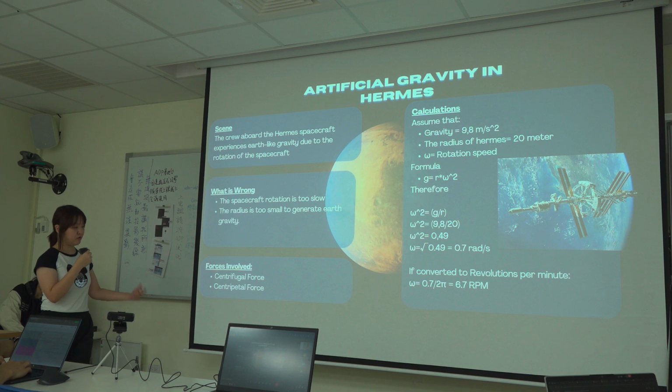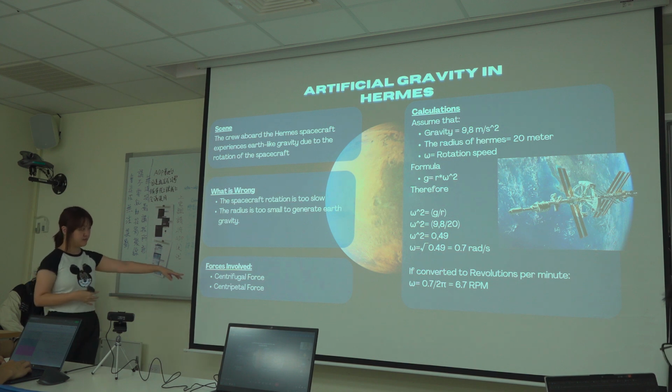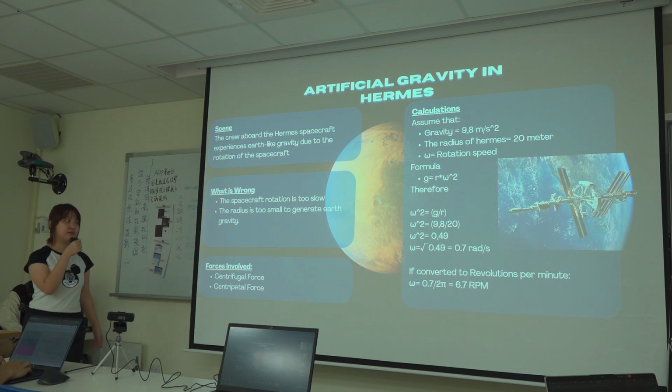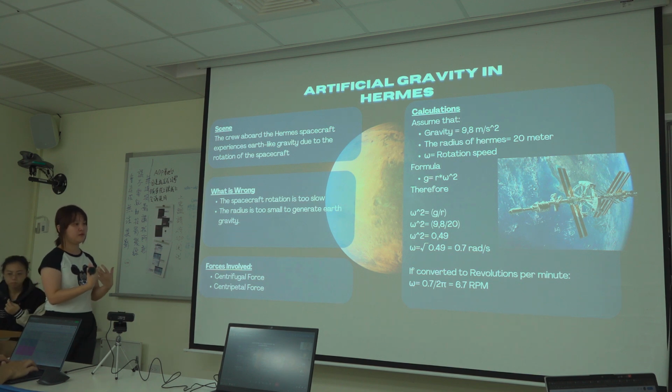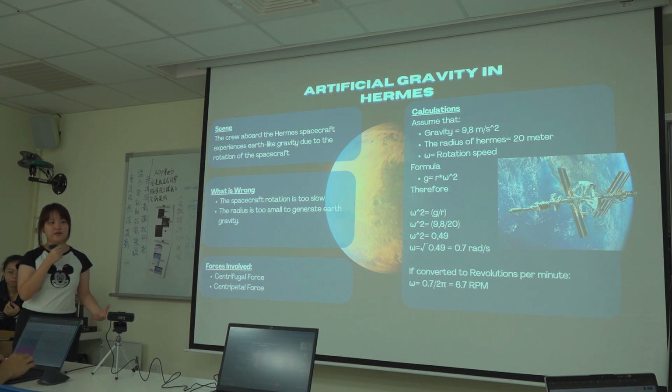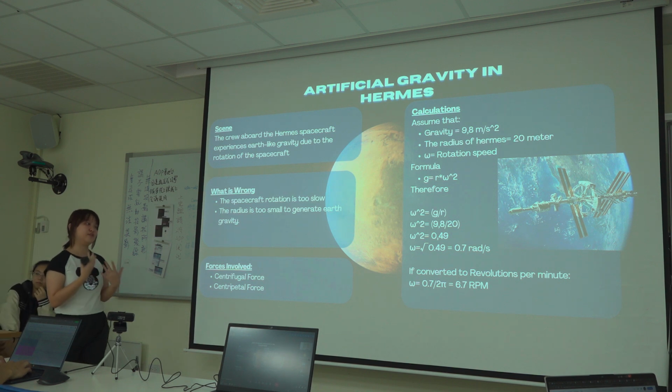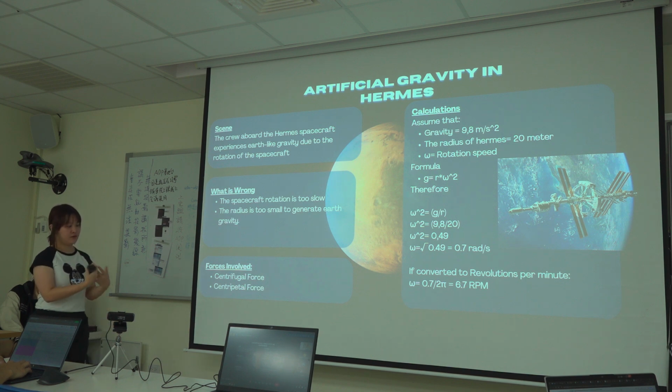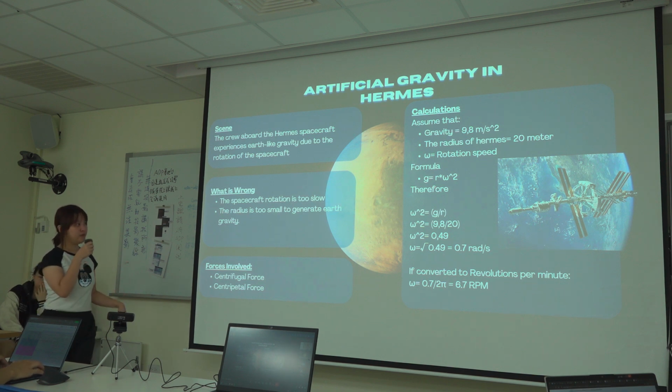On the other hand, while centripetal force moves inward towards the center of the spacecraft, there is centrifugal force which moves away from the center of the spacecraft, which pushes the astronauts to the walls so that they can walk on the walls as if they are the floor. So they work in different directions so that the artificial gravity can happen.